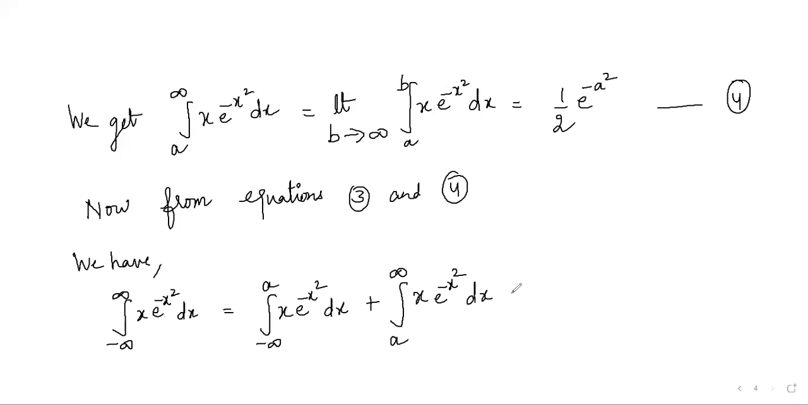If we use equations 3 and 4, the first integral is minus 1 by 2 e raised to power minus a square, and the second integral is 1 upon 2 e raised to power minus a square, and they will give us 0. And 0 is finite. So this integral exists and it is equal to 0. So in this way, we will be solving the problems of improper integral.